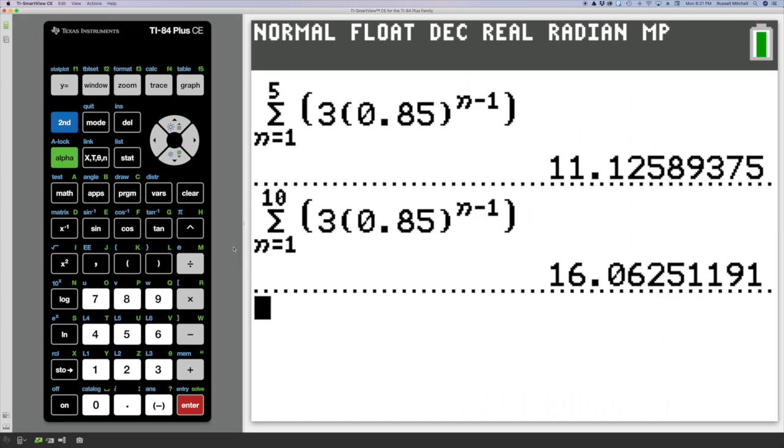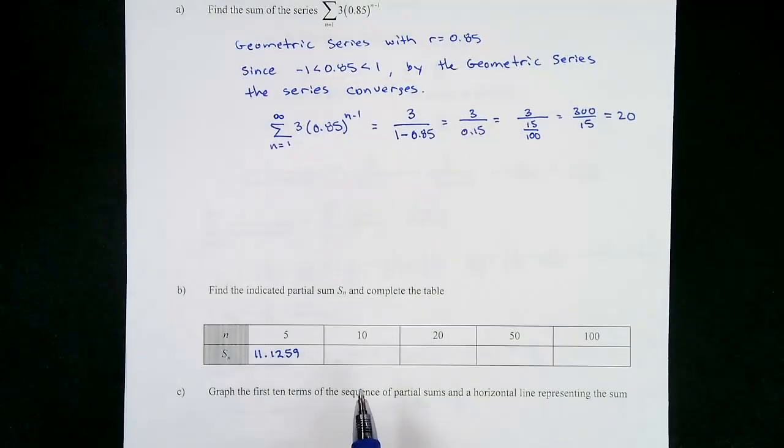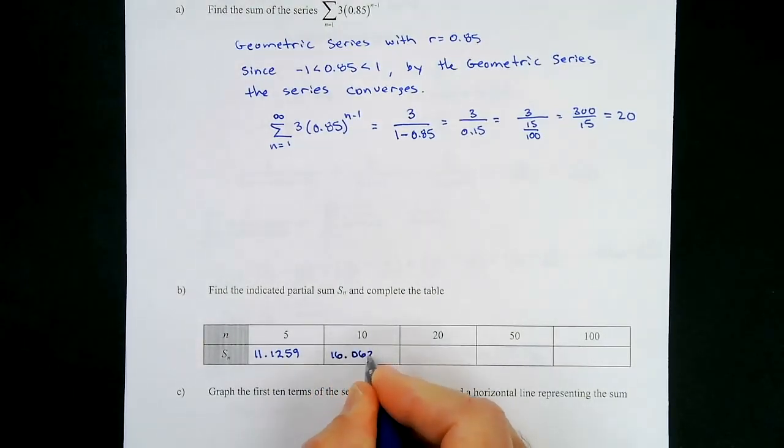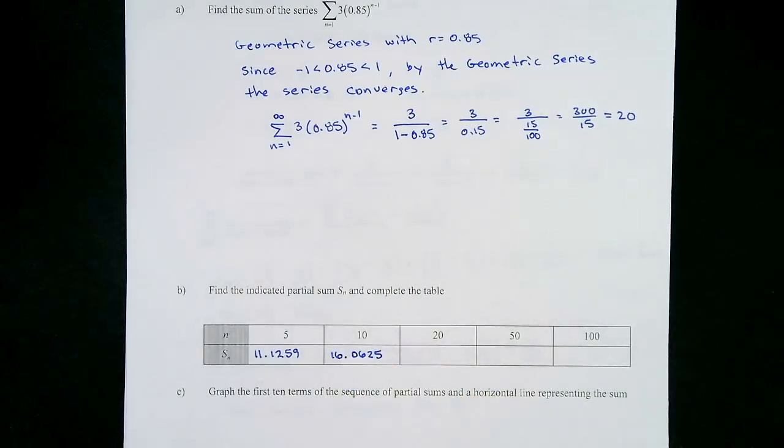Okay, let's go back and record that on our paper. And then for the first 10 partial sums, this one would come out to be 16 from our calculator, 16.0625. And then let's go do the first 20.